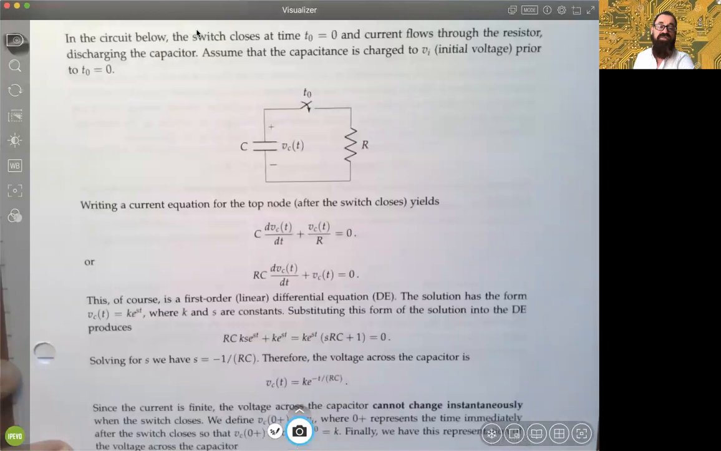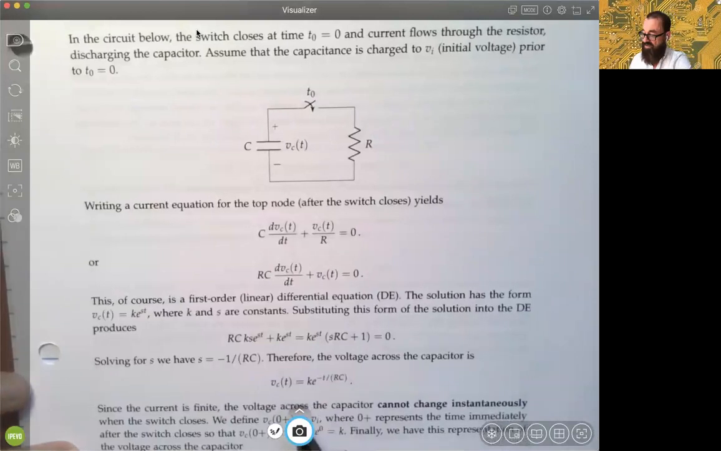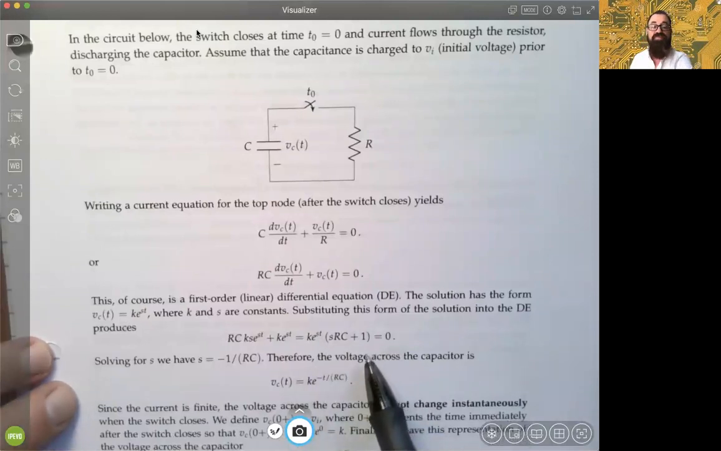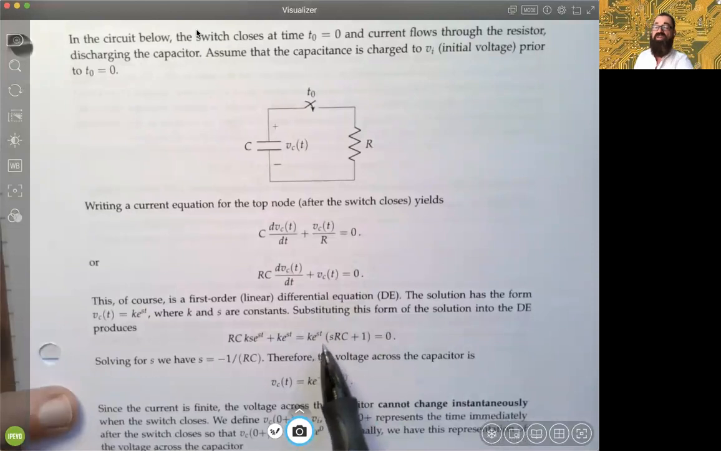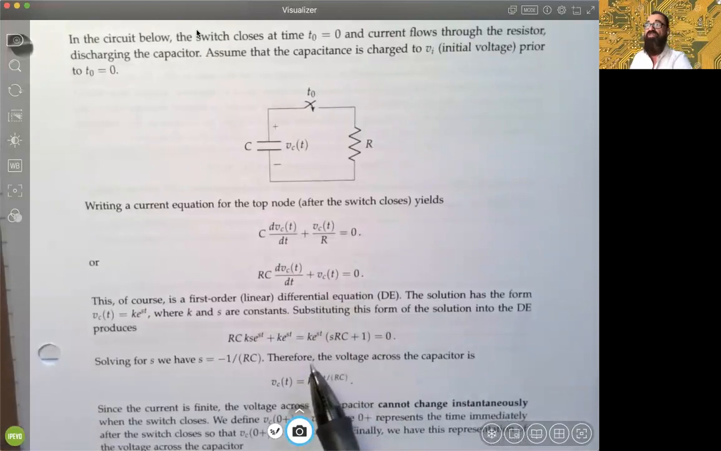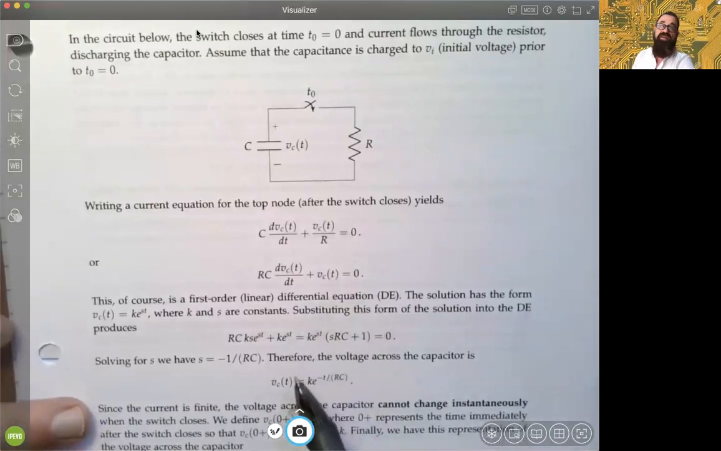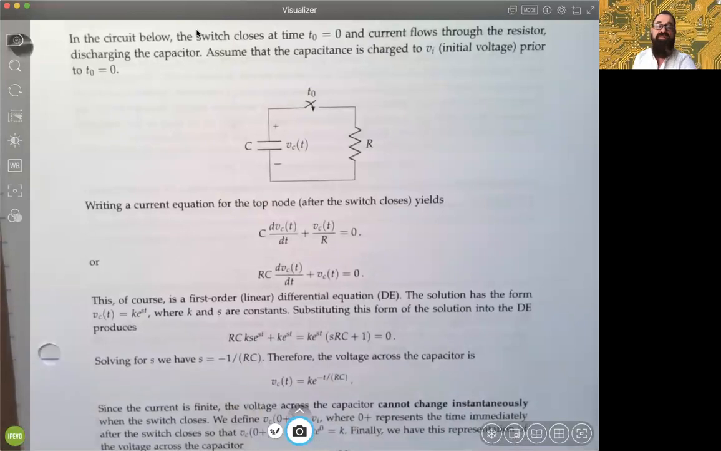So if we solve this homogeneous equation, in other words, if we set this equal to 0, which is, again, what happens here, then we would be able to show that the exponential term is never going to be 0. No exponential function can ever be 0. It's asymptotic. So the only way you're going to get 0 is if the s value is -1 over RC, the negative reciprocal of your resistance times your capacitance.